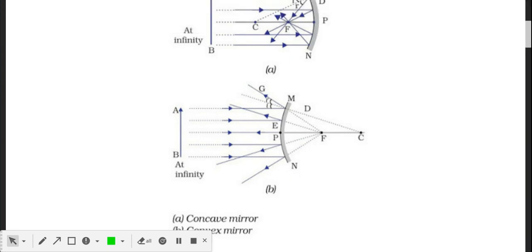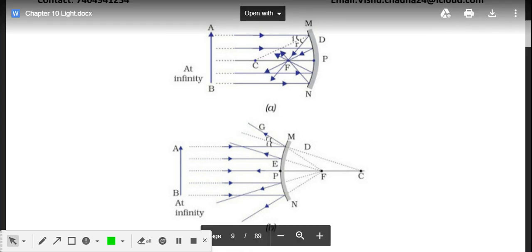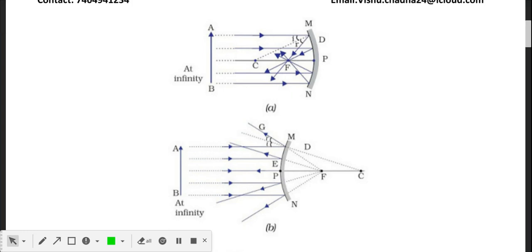Okay, so we will continue with the spherical mirror in the next video. So stay safe, stay at home, and study whatever we have taught you today. You have to see this video twice or thrice because this chapter is quite complicated. Don't worry, if you see it twice or thrice, then you will be able to understand the concepts very quickly and in a good way.